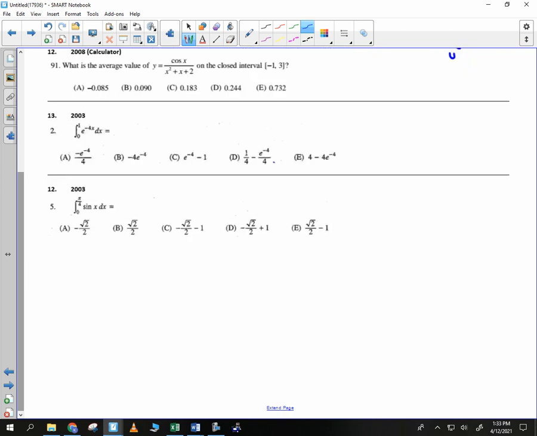What is the average value of this? The average value of a function is the integral from negative 1 to 3 of the function. Then you have to divide it by the length of the interval, or multiply by 1/4, as 4 is the length of the interval. I'm trying to do all this from memory right now because I can't find my answer key, so I'm going to plug it in and just see what we get.